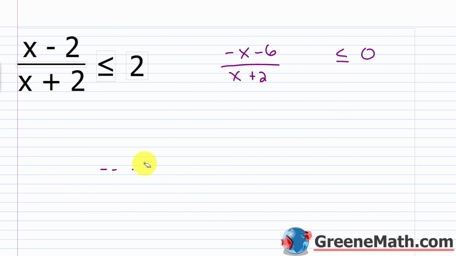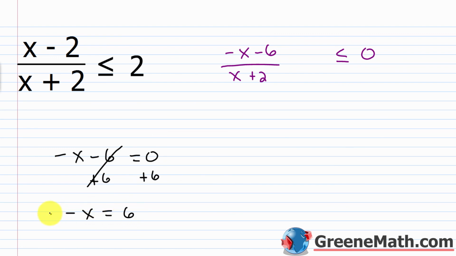Okay, so pretty easy to get to that point. And then again, all I want to do is take my numerator, which in this case is -x minus 6, and set it equal to 0. I could solve this by adding 6 to each side of the equation. That would go away. I'd have -x is equal to 6. Multiply both sides by -1. You get x is equal to -6. So for the numerator, x is equal to -6.